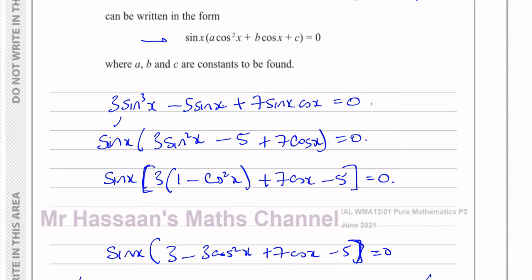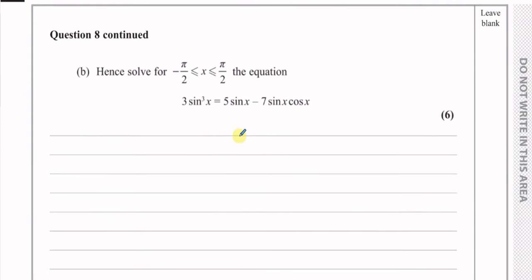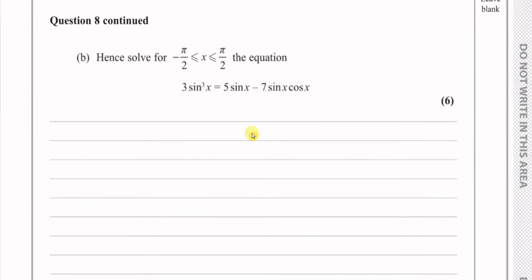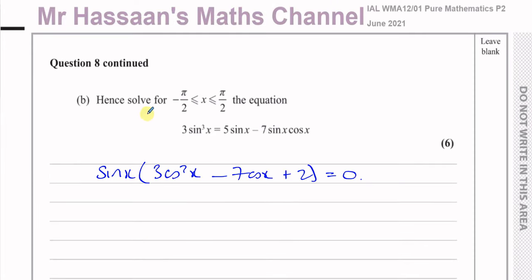Now we're going to do 8, part 2, part B. So it says, hence solve for this range the equation. Okay, so we've got the same equation exactly. So what I'm going to do is bring back our result again. Okay, so we showed how this becomes this. I've used the one with the positive cosine squared x in front of it because it makes it a bit easier.